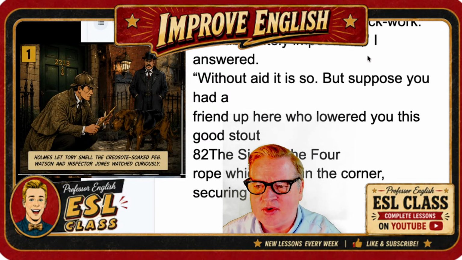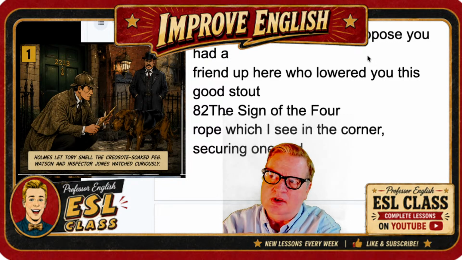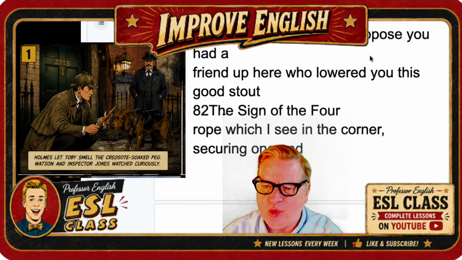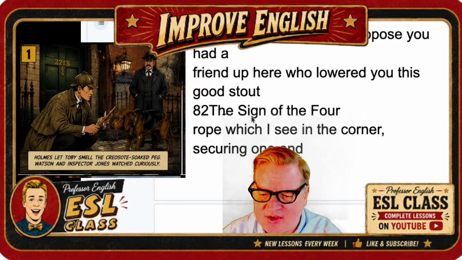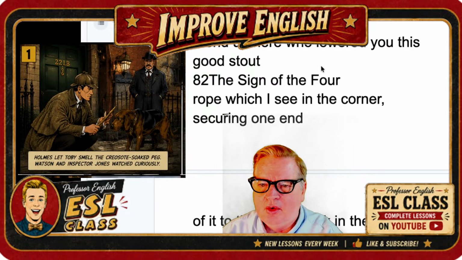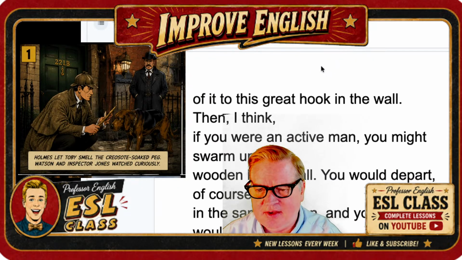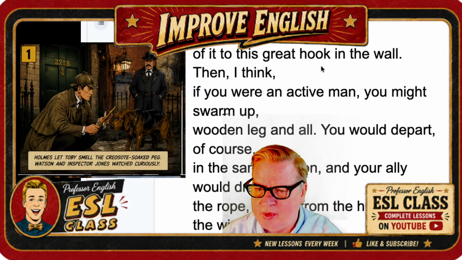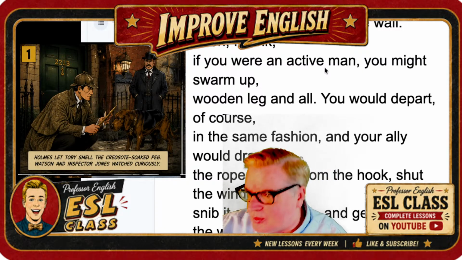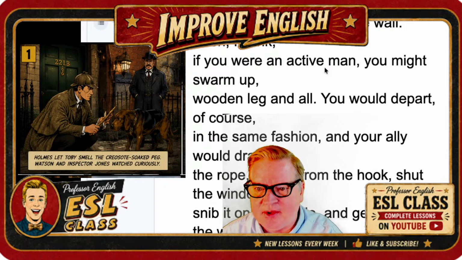But suppose you had a friend here who lowered you this good stout rope. Stout means strong, fat. So he's saying, imagine somebody lowers a big, strong, fat rope, a stout rope. Stout, I think, mostly means strong. Which I see in the corner, securing one end of it to this great hook in the wall. Then, I think, if you were an active man, you might swarm up, wooden leg and all. So he's saying, if somebody lowered a rope from the room, and there is a rope actually in the corner of the room, then if you were healthy, in good condition, you could probably climb up the wall.